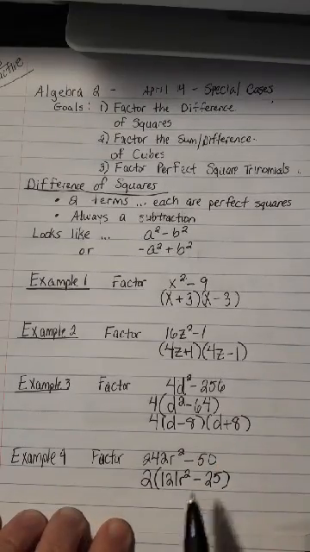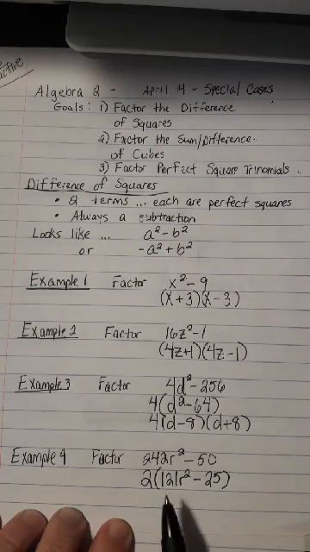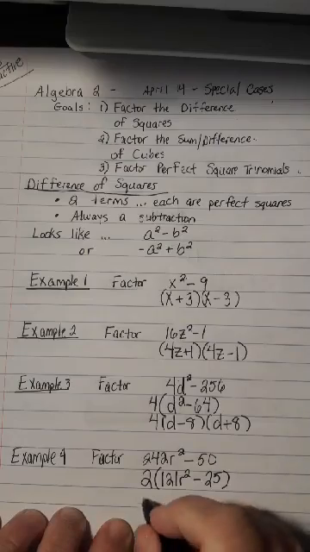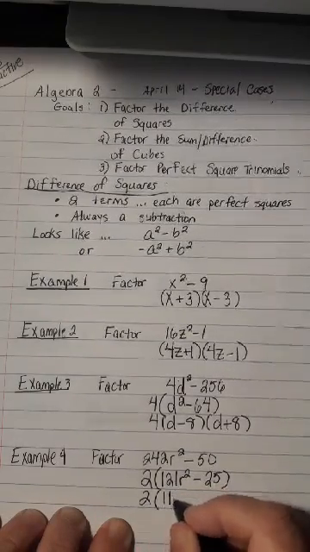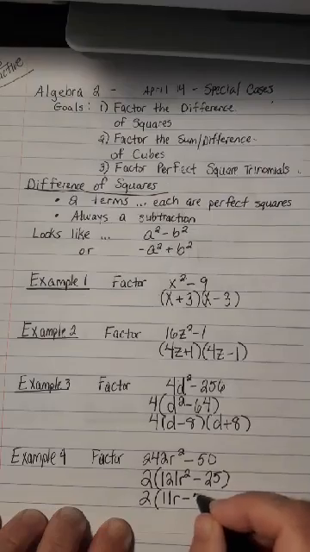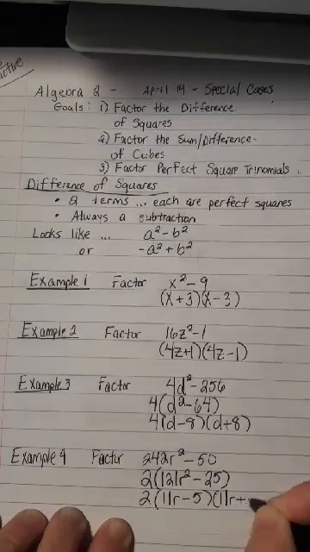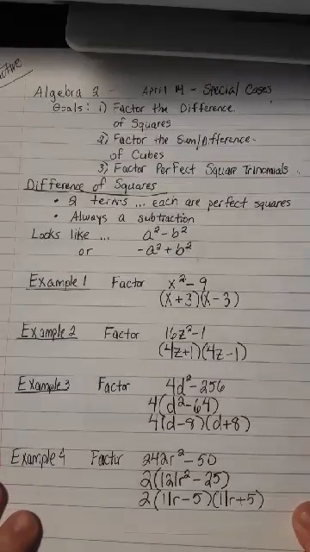And you should recognize inside the parentheses you have the difference of 2 squares. So you're going to take the square root of each term. The square root of this first term is 11r. The square root of 25 is 5. So you're going to get 2 and then times 11r minus 5 and then do 11r plus 5. And that is your answer.